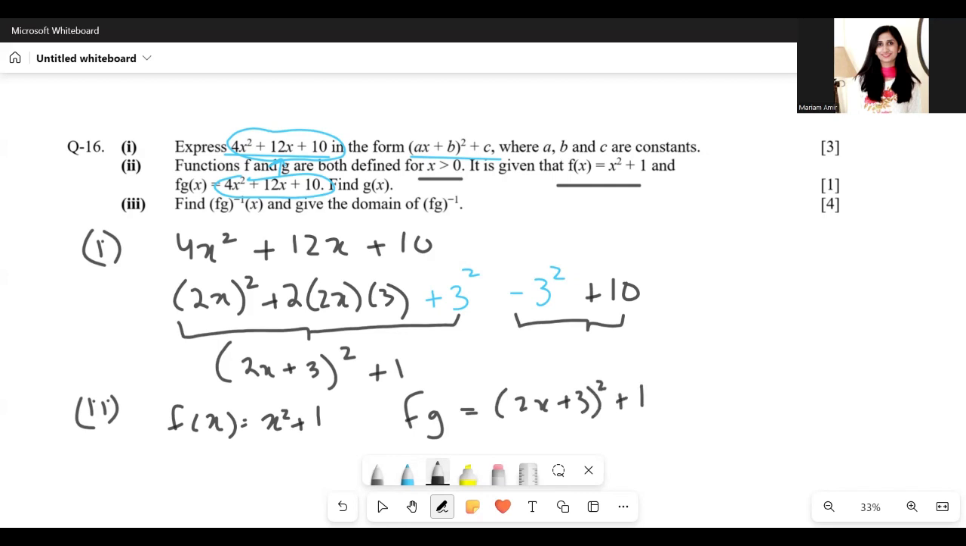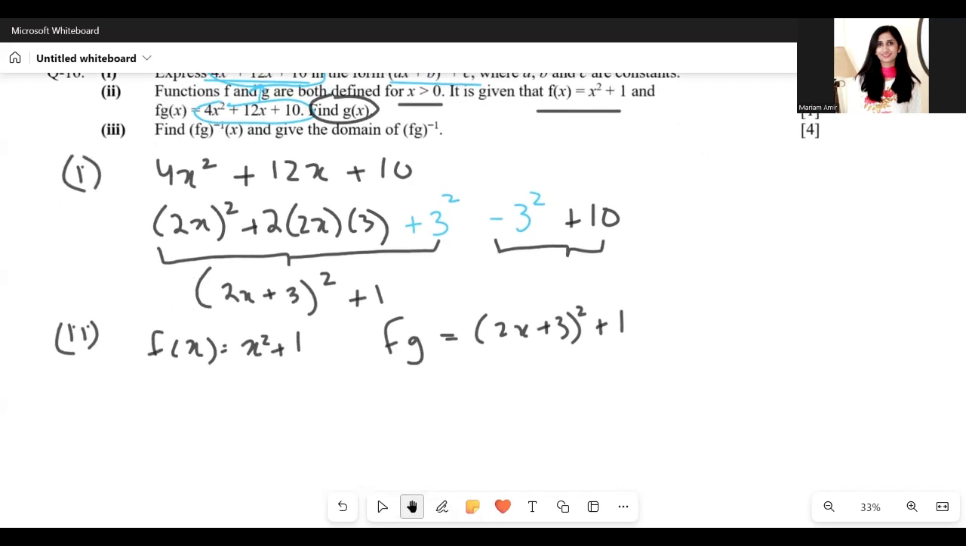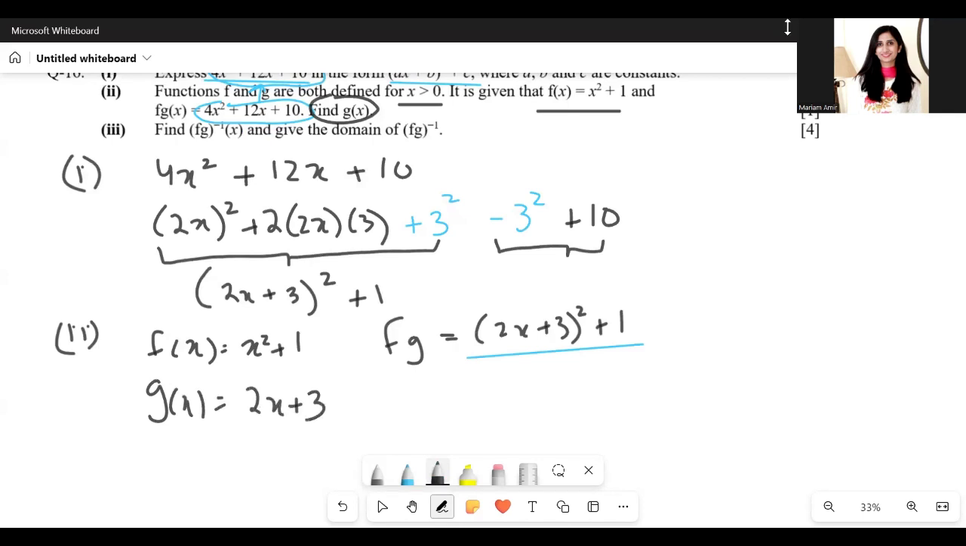Now they've given you f(x), they've given you fg, and they're asking you what is g. Okay, so g has to be substituted in f to get us this. So now we can clearly see that g must be equal to 2x plus 3. So when you substitute 2x plus 3 in f(x) in place of its x, then you get this fg. So g(x) is equal to 2x plus 3.